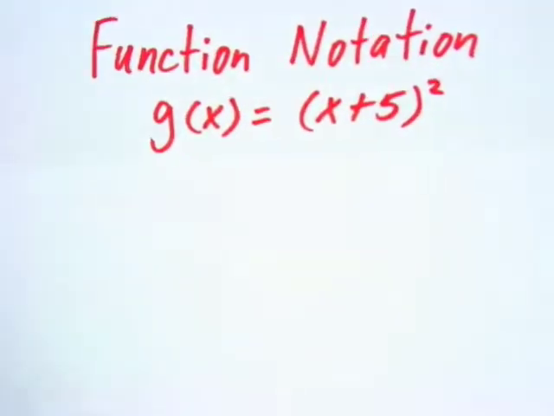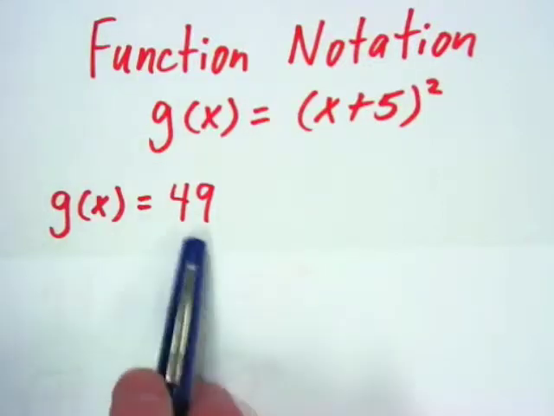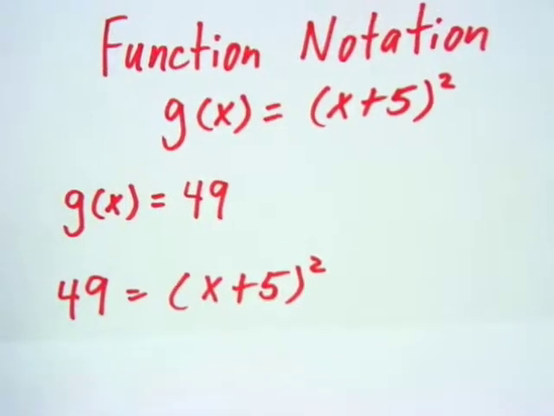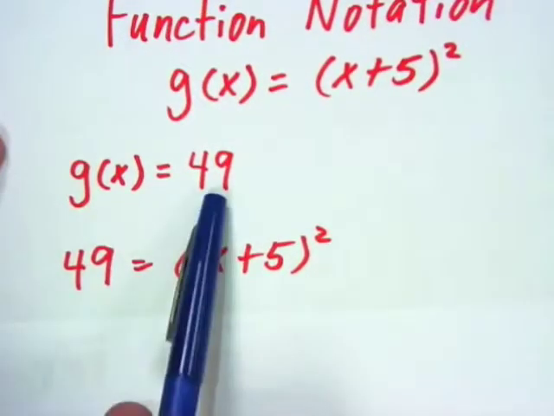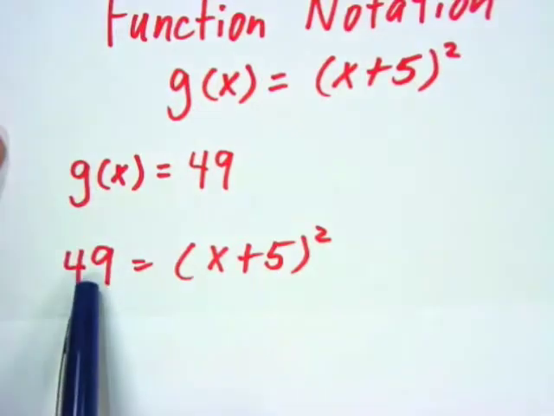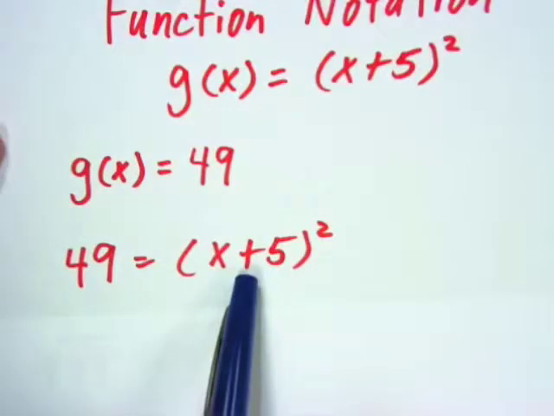So the question might be, when does g of x equal 49? Basically saying, when is the function equal to 49? So what input or what number would I have to put into the function to get an output of 49? I do not know the number that I'm putting in. That's what I'm solving for. So in this case then, I want the function to equal 49, so I'll substitute basically for g of x. I want it to equal 49. I'll put that underneath, and it's equal to the function (x plus 5) squared.